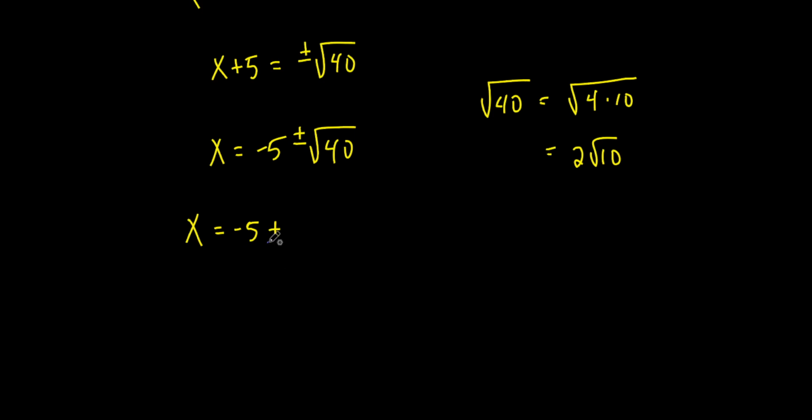Yep. You could just go plus or minus. What's the square root of 40? 2 square root of 10. That's the easiest way to write the answer, the most compact way to write it, putting the plus or minus.